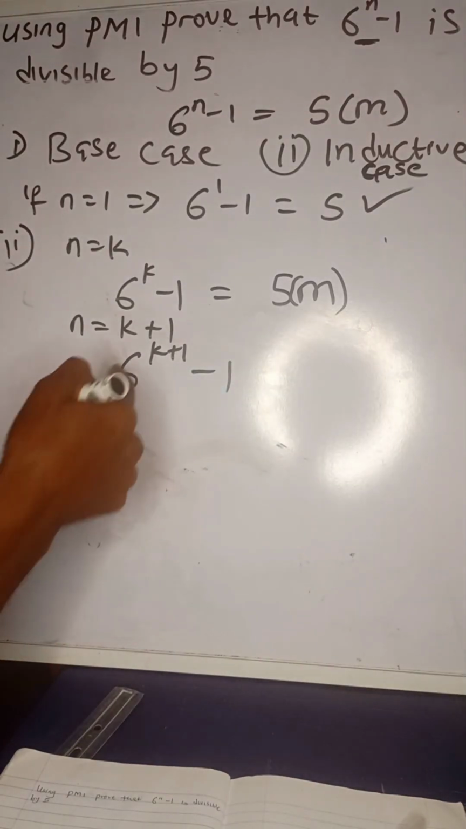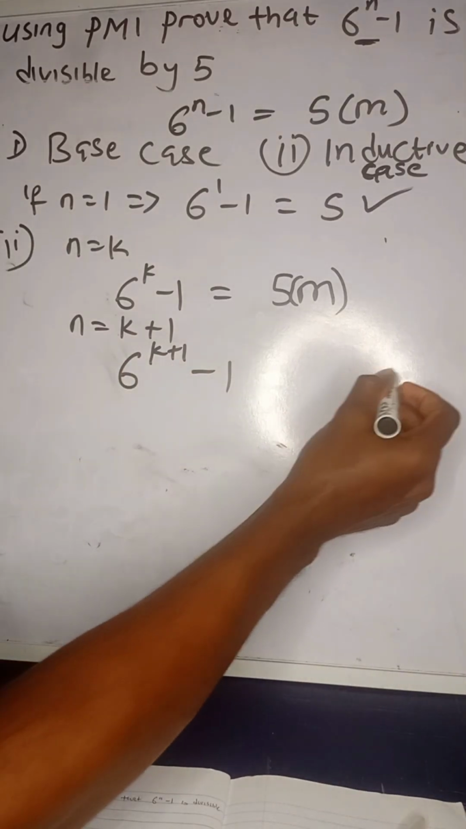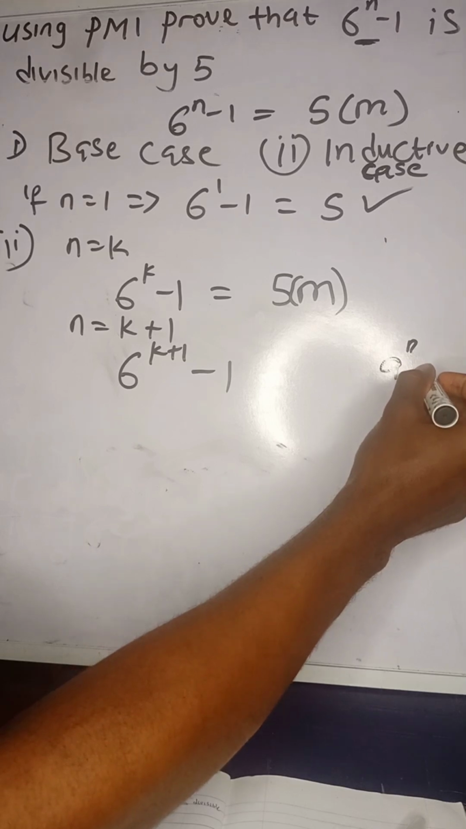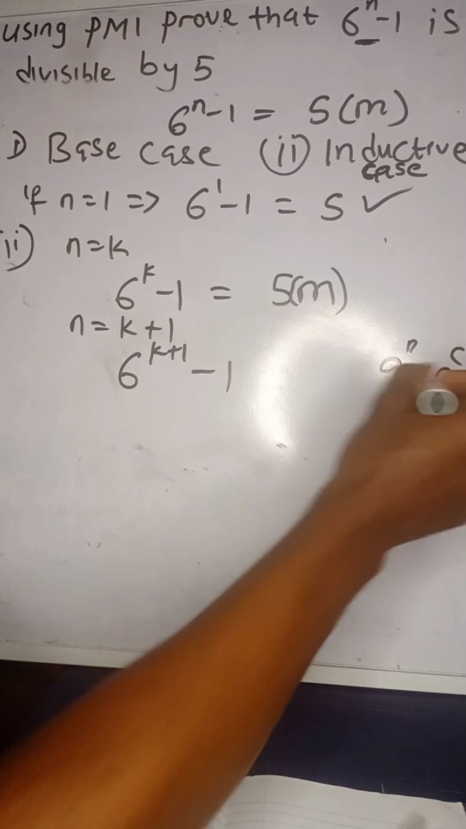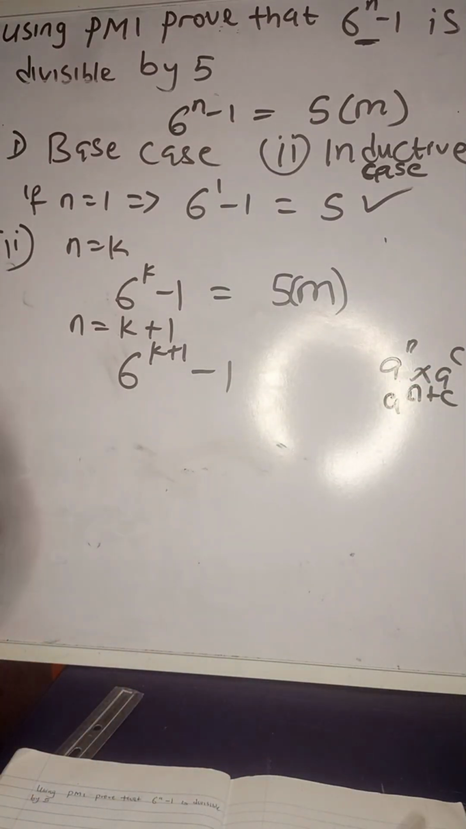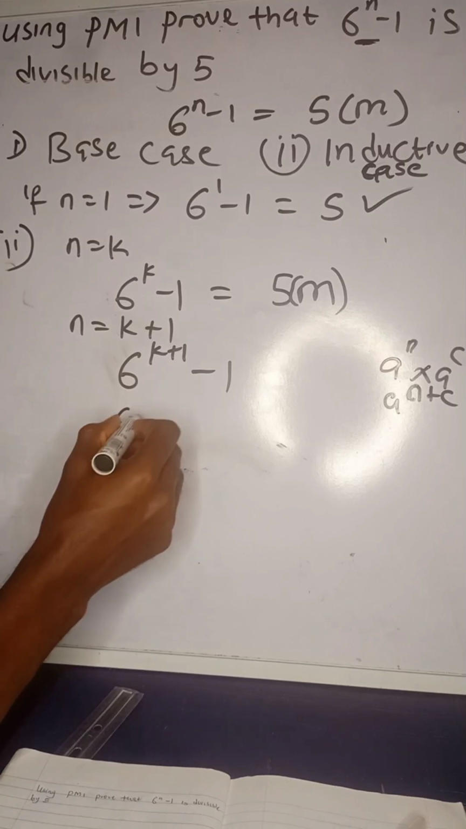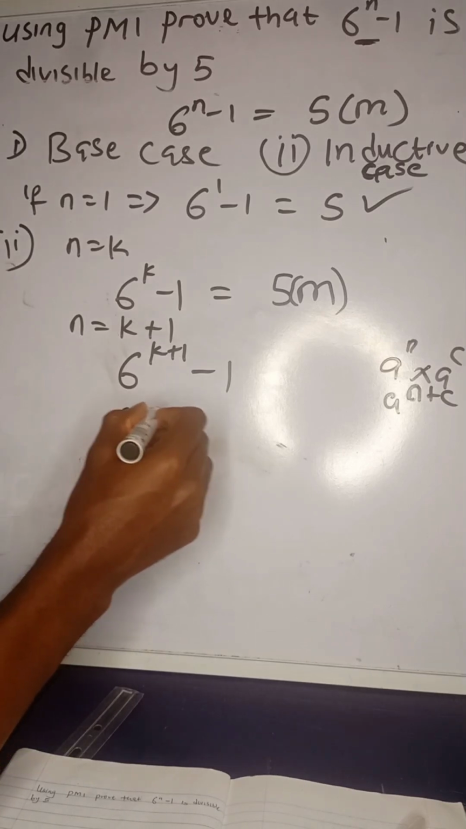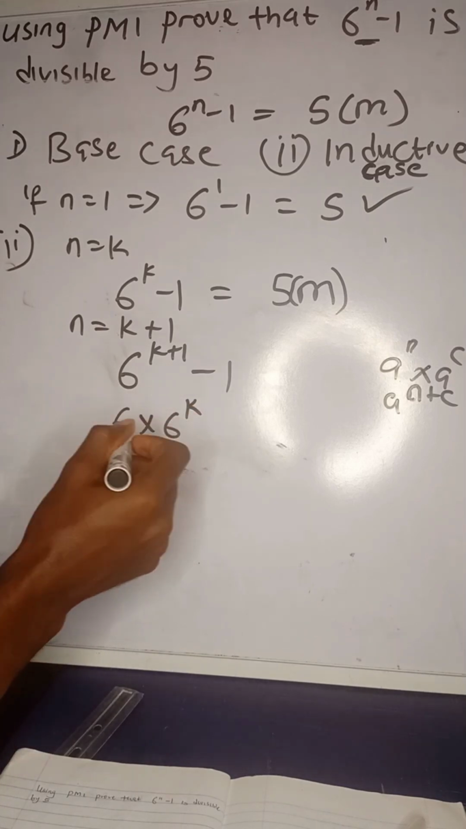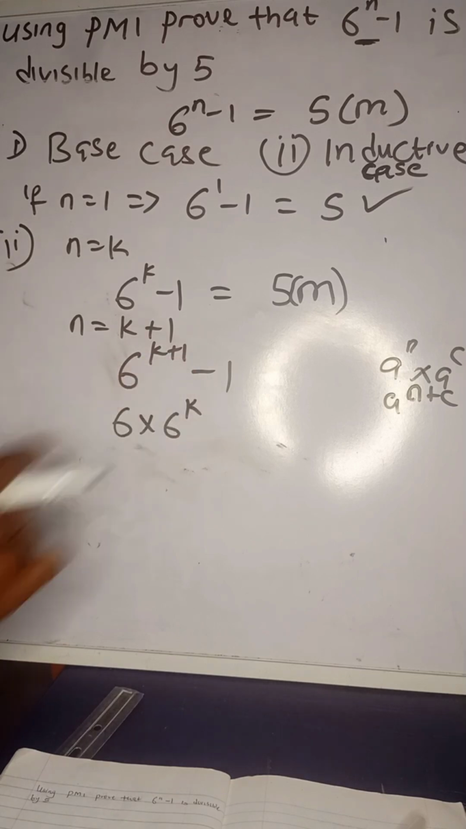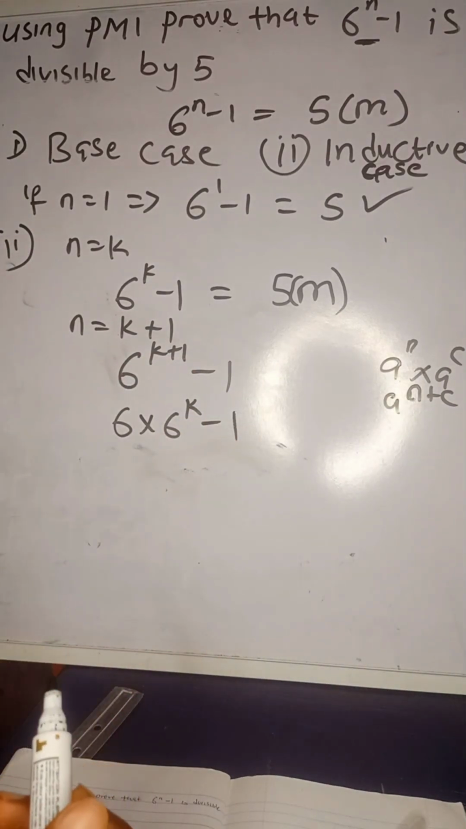Okay, so here we have 6^(k+1), and we know in our law of indices that when you have a raised to power n, times a raised to power c, you can say it is a^(n+c), right? So that is what we are going to apply here. We are going to turn this back to 6 times 6^k. So this is 6 raised to power 1, and this is 6^k. So it's the same thing as saying 6 raised to power k plus 1 from this law, right? Okay, minus 1.